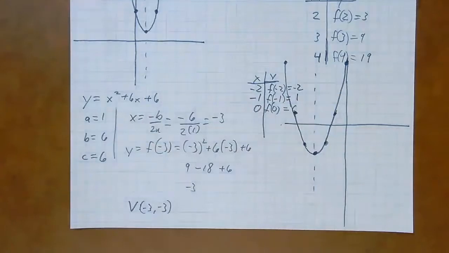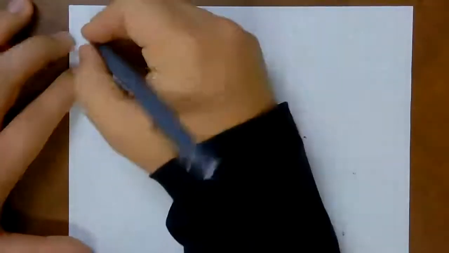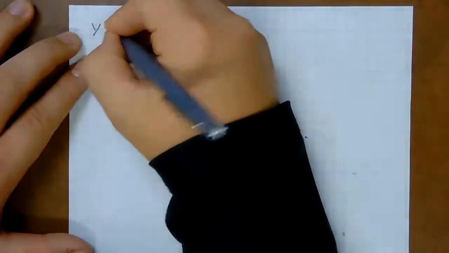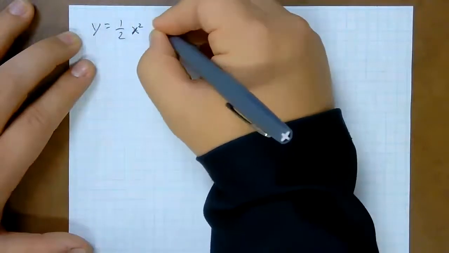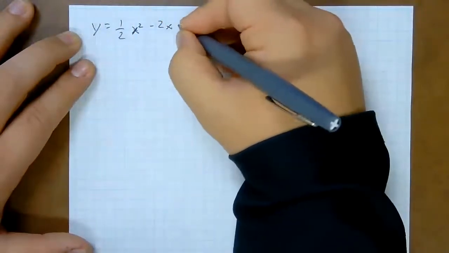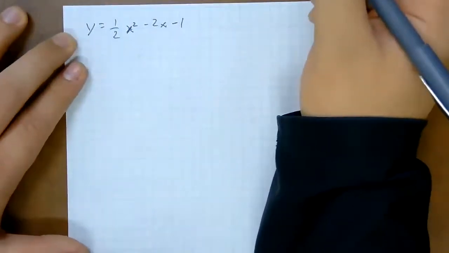Okay, I'm going to have you do one more on your own. I want you to tell me what the x value is, what the y value is, and then I want you to pick out a graph. All right, I want you to try y equals 1/2 x squared minus 2x minus 1. Okay.